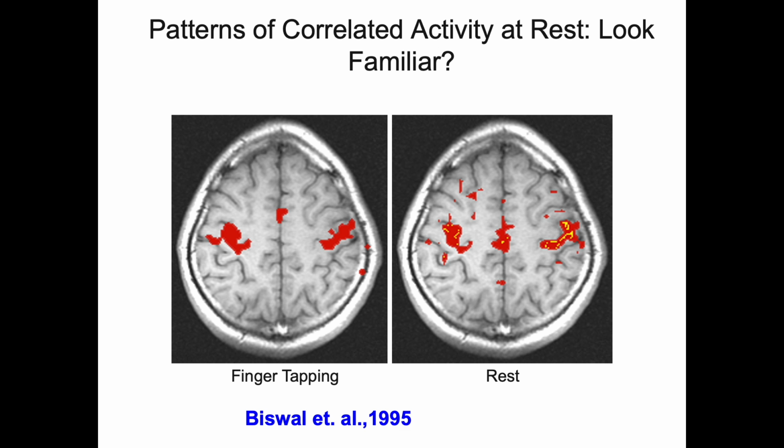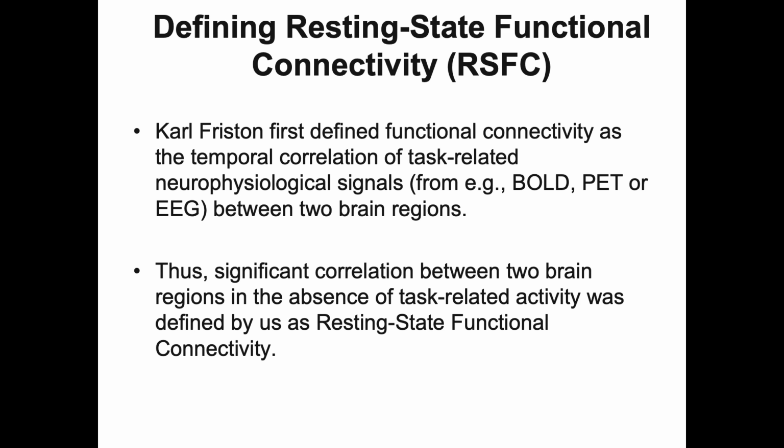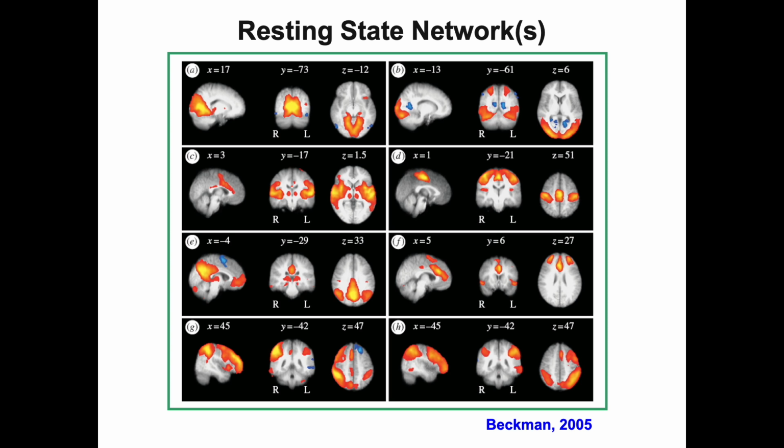What we found was a substantial overlap between task activation image obtained using bilateral finger tapping and the resting state data, where a time series was chosen from the sensory motor cortex. We found similar results from visual and auditory cortex also. Because Karl Friston had defined functional connectivity as temporal correlation between task-related signal, and we were observing these at rest, we defined it as resting state functional connectivity.